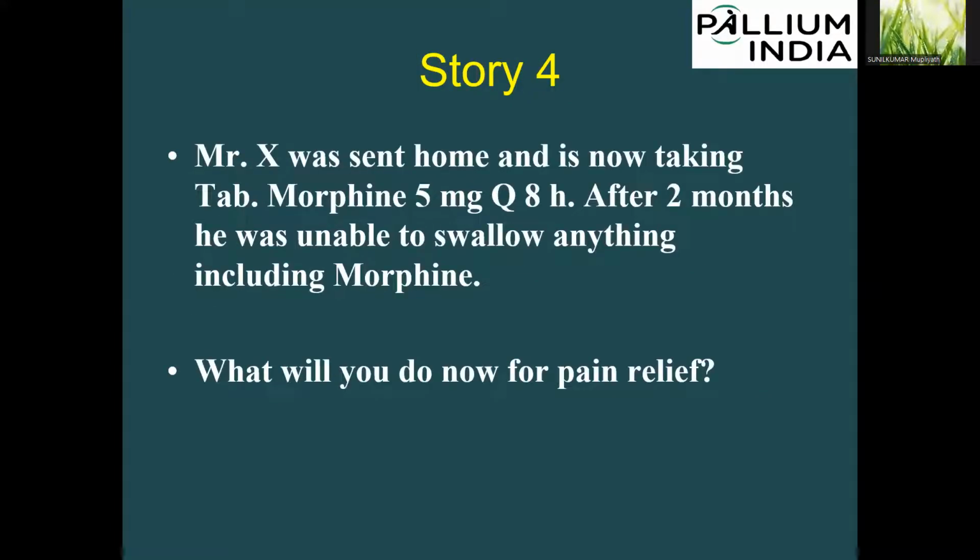Okay. So we reduced the dose of oral morphine to 5 milligram every 8 hourly because of this excessive drowsiness and morphine accumulation. So he was comfortable for the last 2 months. But then he was unable to swallow anything, including morphine. He is deteriorating, and he is probably at the end of life. That's why he is unable to take anything orally. But if he is not taken morphine, he has severe pain. So what will you do for this patient?